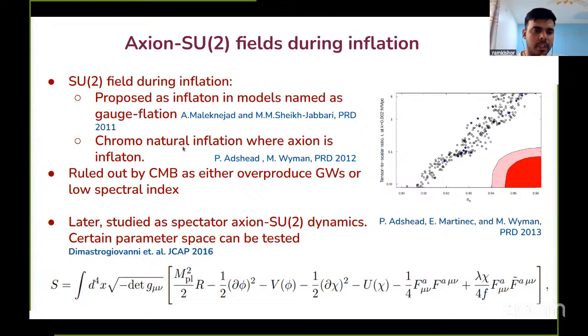This comes with the name of chromo-natural inflation. Later, these authors also found that this model is not compatible with the CMB data set, and these are the observed n_s and r values for different parameters of this model, and this is well outside the CMB data. But later, some of the authors looked at this as a spectator dynamics.